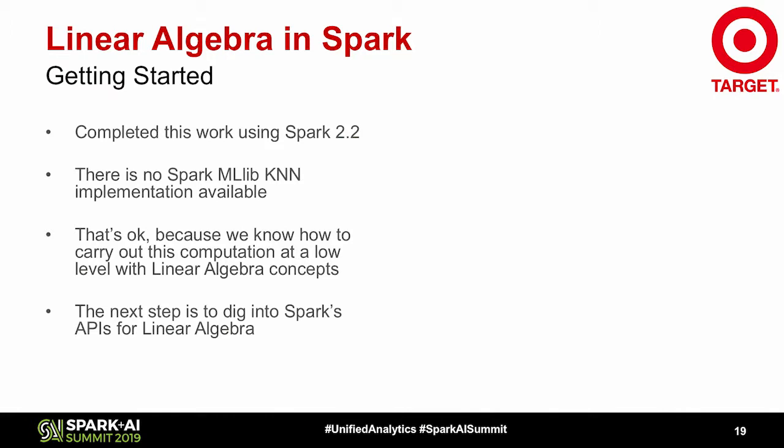So this work was completed using Spark 2.2, around a year ago, and we're obviously a couple of versions ahead at this point. But the linear algebra package space in the Spark ecosystem hasn't really changed since that version, so this is still pretty relevant. When starting out, I wanted to see if Spark had its own KNN library in MLlib, but it turns out it didn't, and that's okay because we understand how to do this math at a low level with linear algebra. So the next step was to dig into the APIs that Spark provides for linear algebra.